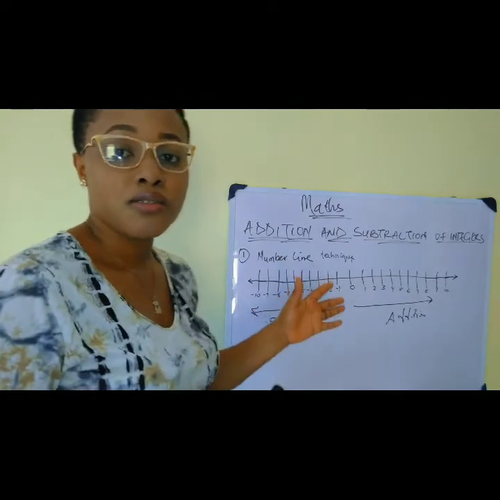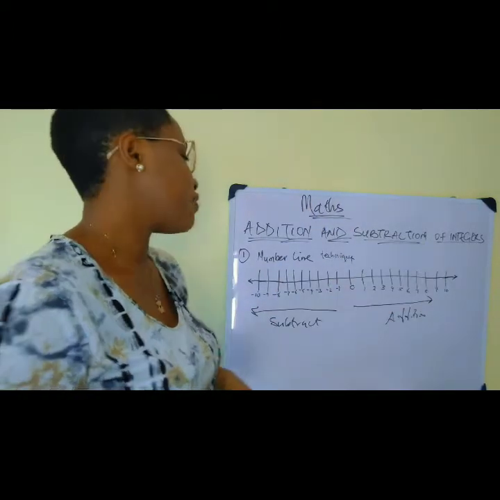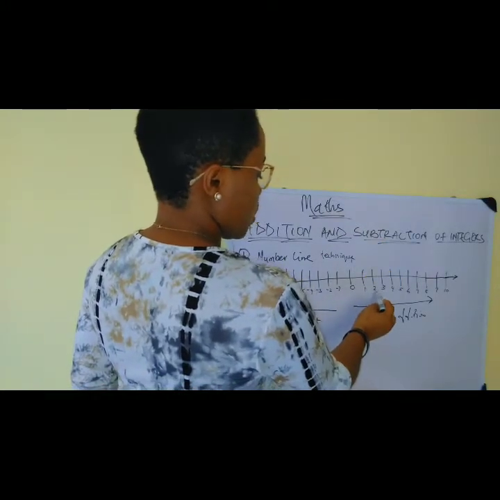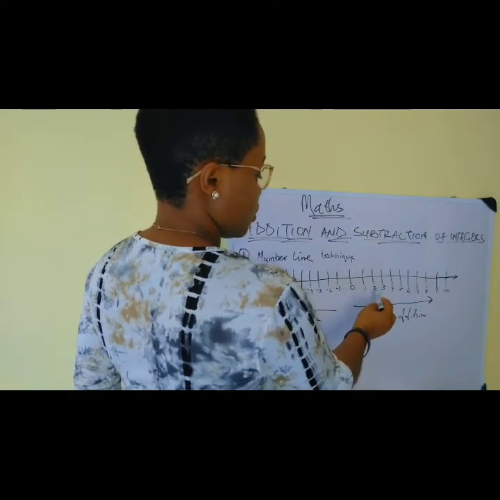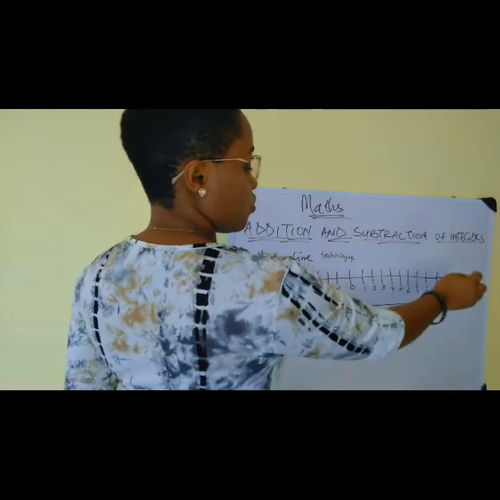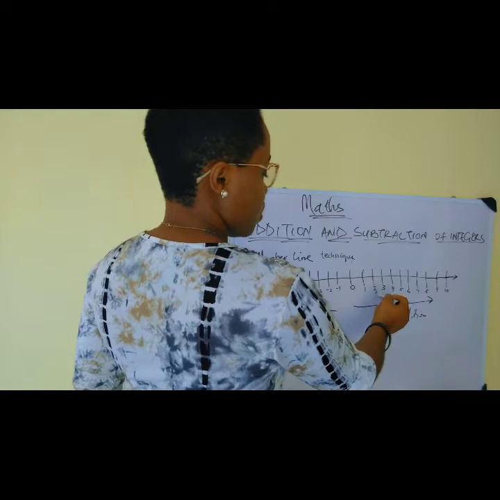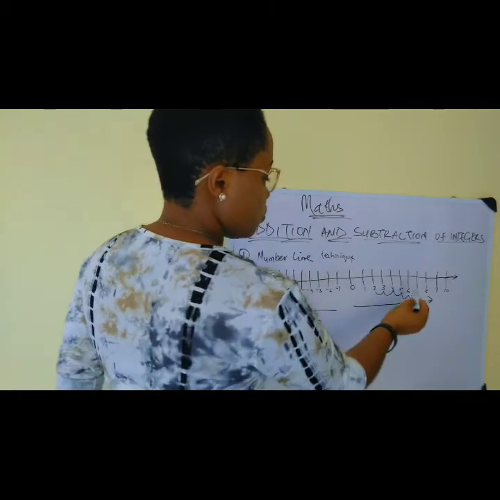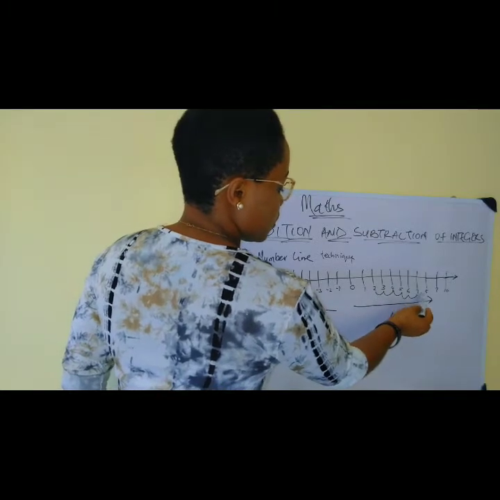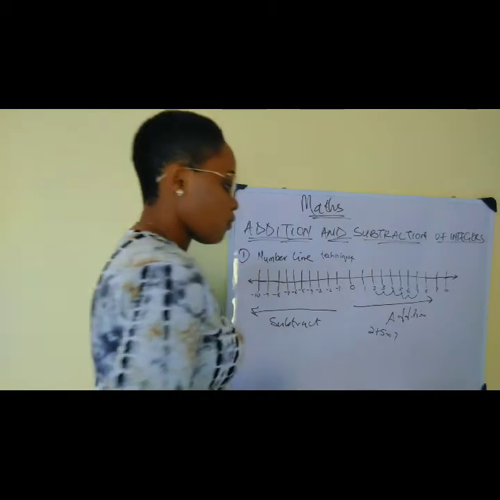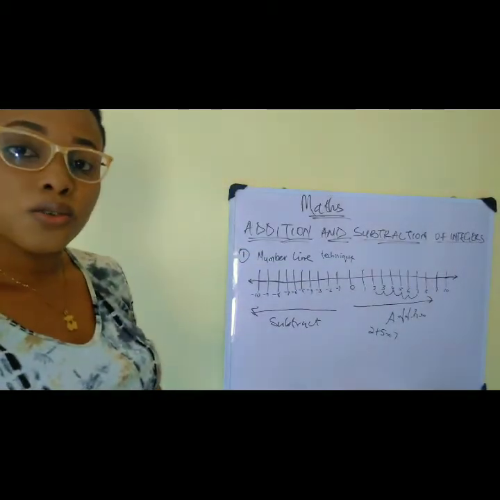That means positive 2 plus positive 5. So this is 2 now. We're going to add 5 to it. So you go like this. You count. I told you addition, you go right. So 1, 2, 3, 4, 5. So 2 plus 5 give us 7. And that's how you use your number line to add.